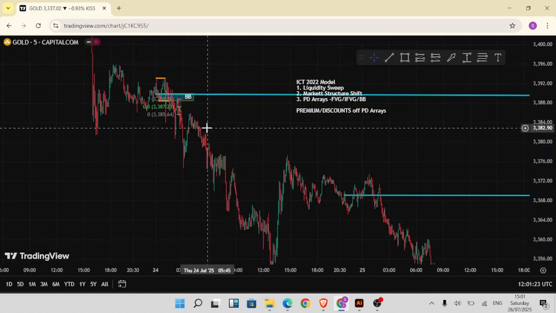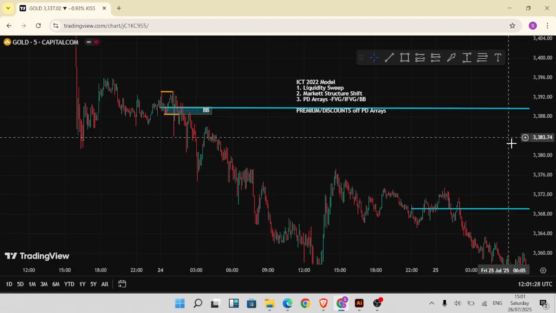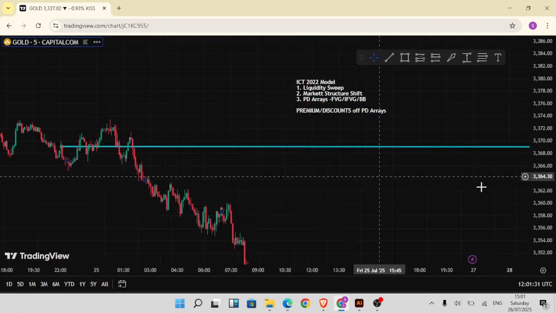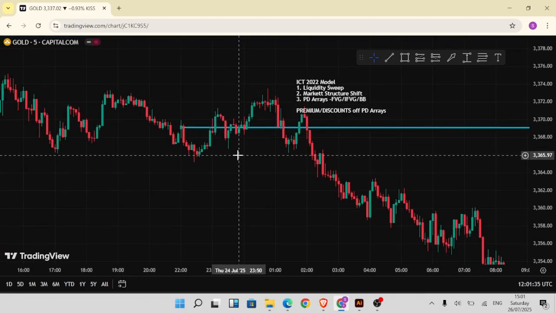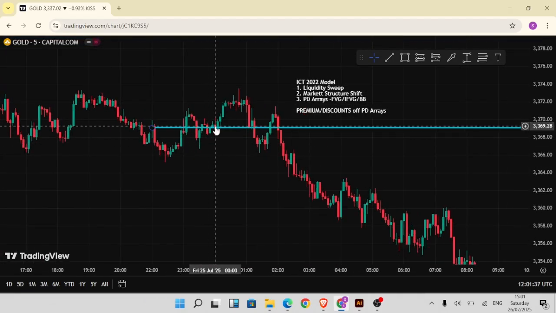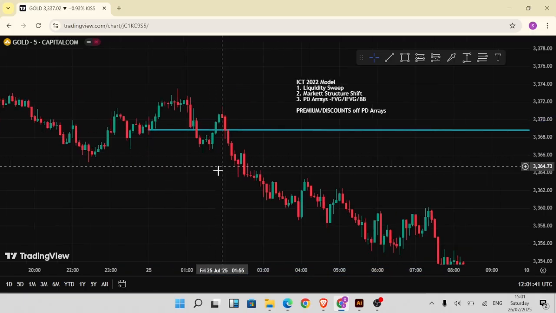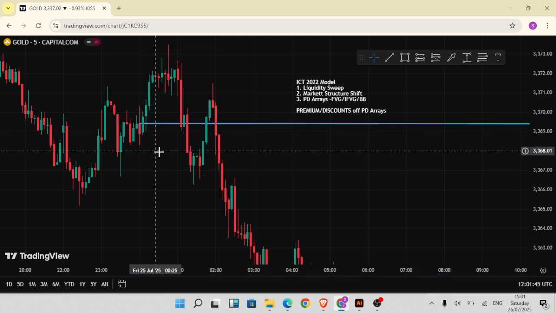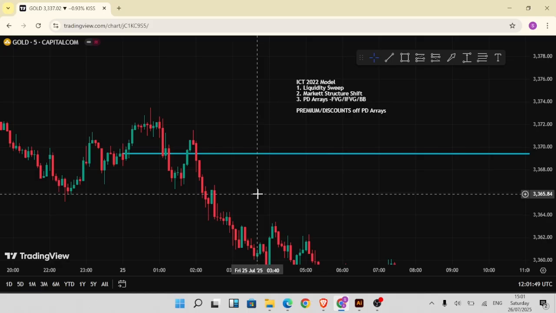Let's check if Friday gave us any opportunity. Friday, where did Friday open? Opens here, right here. Top of that candle. What do we have?